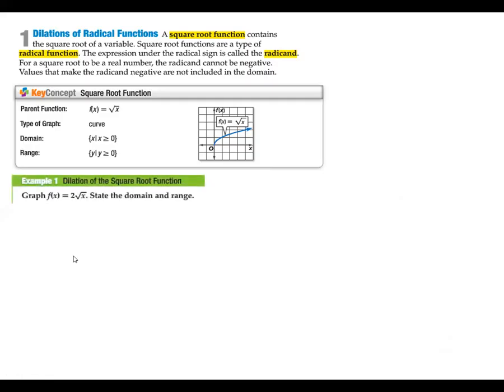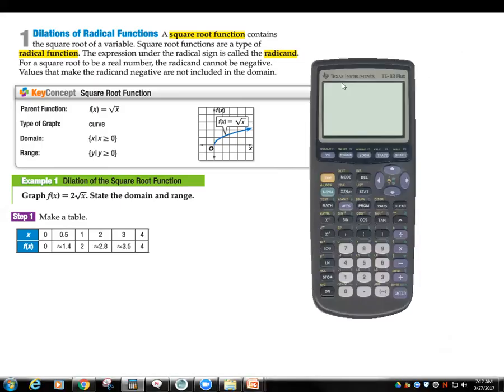So what we want to do is graph 2 square root of x and state its domain and range. First thing you've got to do is make a table of values. We're just going to use non-negative numbers: 0, 0.5, 1, 2, 3, and 4. To take the square root of those, turn your calculator on. There's two ways you can do this. You can hit second square root, put in 0, and you get 0. Then 0.5, and you get 0.707.